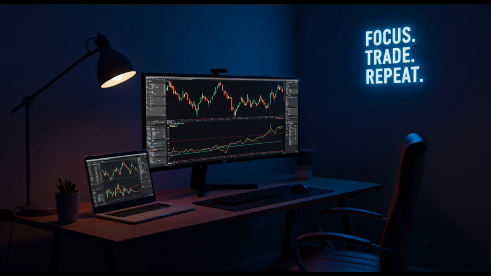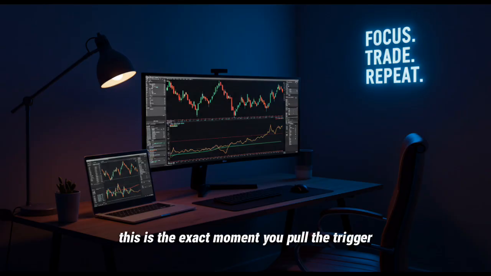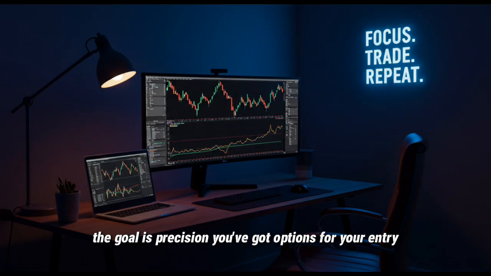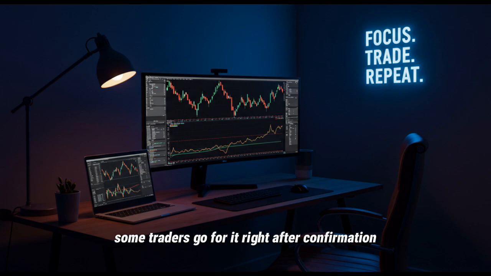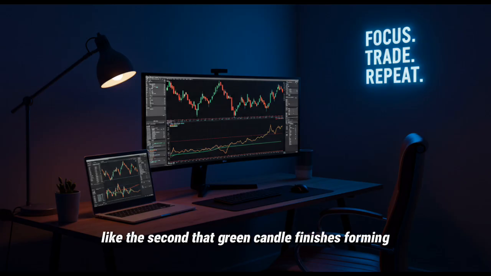Entry. This is the exact moment you pull the trigger and enter the trade. Timing matters here. Enter too early and you might get faked out. Enter too late and you could miss the move. The goal is precision. You've got options for your entry. Some traders go for it right after confirmation, like the second that green candle finishes forming. Others might wait for the price to break above a key level to be extra sure the momentum's kicking in.